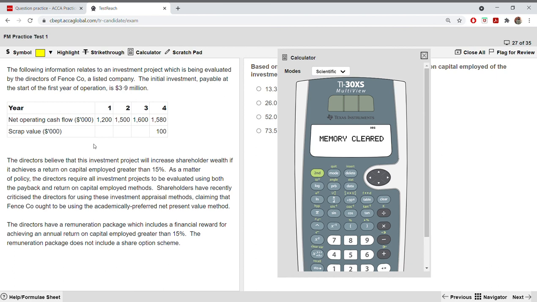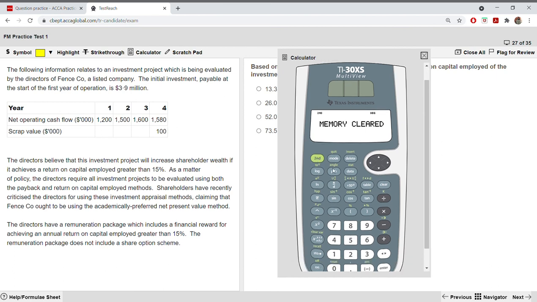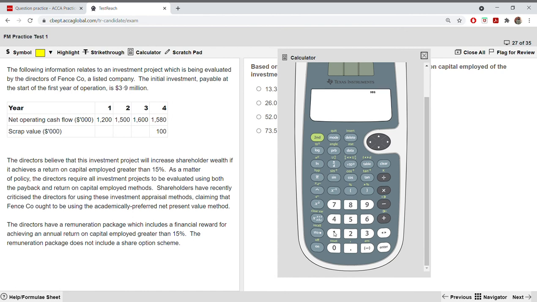Now you are adding all your net operating cash flows: 1,200 plus 1,500 plus 1,600 plus 1,580 plus your scrap value 100. Enter. Then you have to deduct your initial investment, that's how you get your profit. So minus 3,900, enter. This needs to be divided by 4 because you are taking the average, so for 4 years we have 2080 divided by 4, enter, 520. 520 comes in the numerator part.